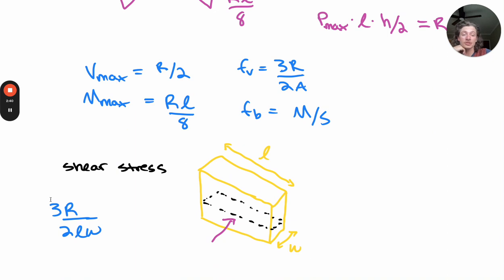So we can take the shear stress of the area that is actually resisting shear that I've shown in this dotted black line here. It's going to be our length, or 70 centimeters, times our width, which is going to be the 15 centimeter width of the brick formwork. So that's going to be our area, L times W, in our 3R over 2A equation.